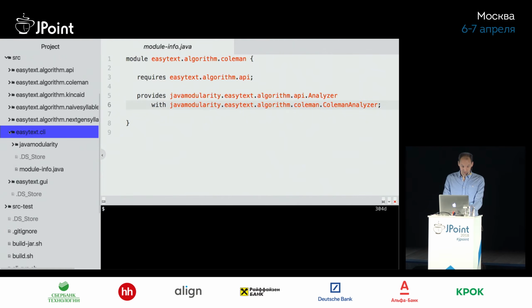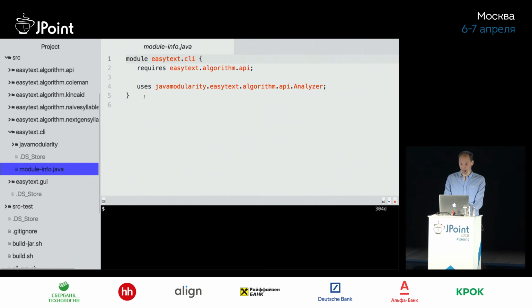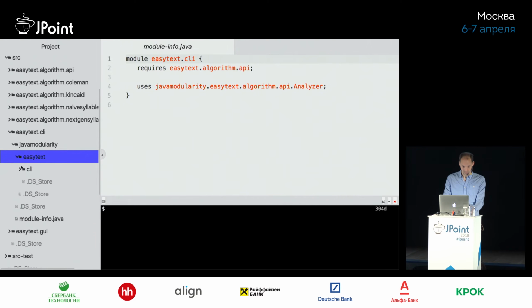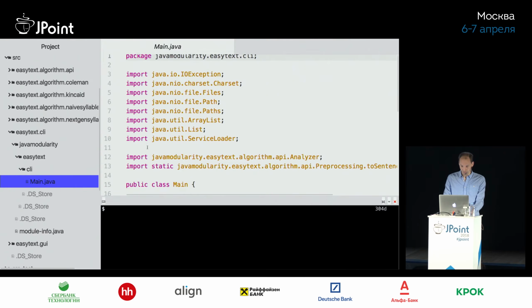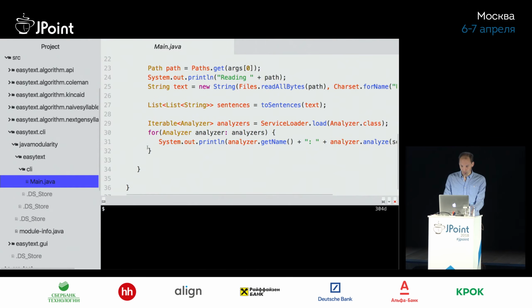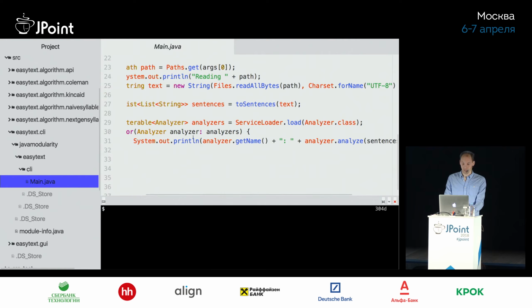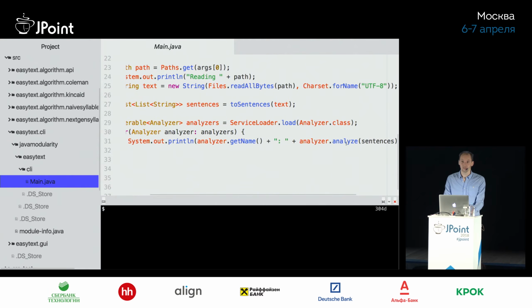Now, on the consuming side, it shouldn't surprise you that you have a uses statement. And again, we use the analyzer type here. And just to show how it works from the code perspective, our main class contains the ServiceLoader.load call, and it just iterates over all the analyzers that it finds, and it calls the analyze method to print out the resulting metrics.